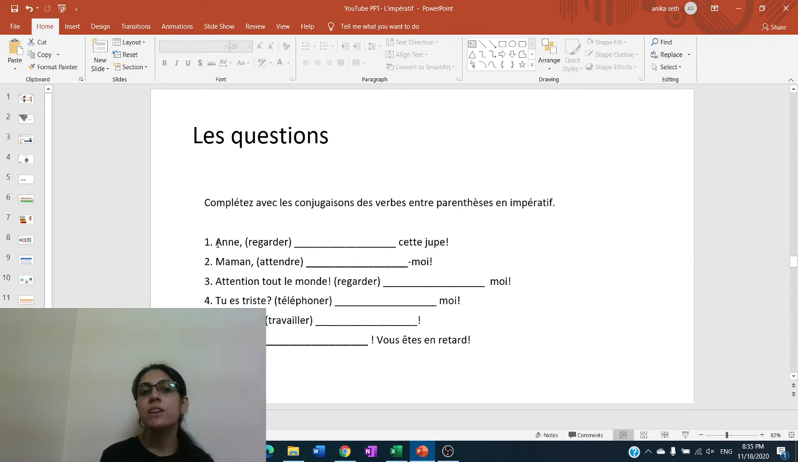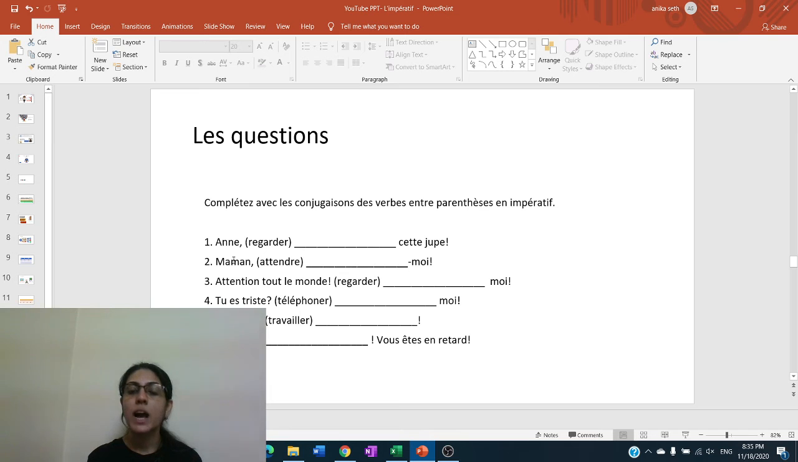That means it is an informal situation. So we will use the tu form of the verb because this is a singular name. It is informal, you are addressing someone by name. So you will conjugate the verb regarder with the tu subject pronoun as regardes, and the s will be removed from the verb. So regarde cette jupe. Look at this skirt.